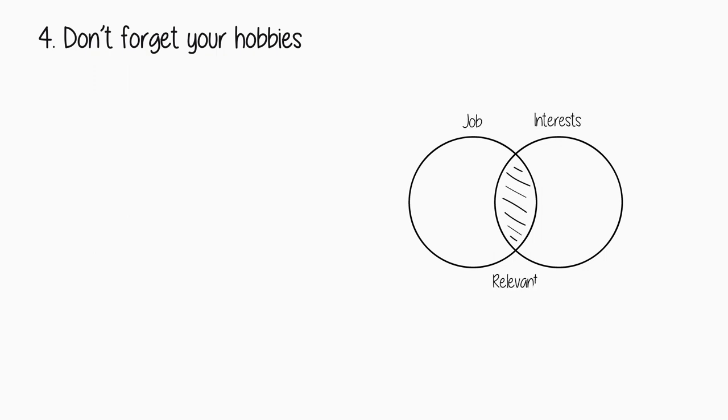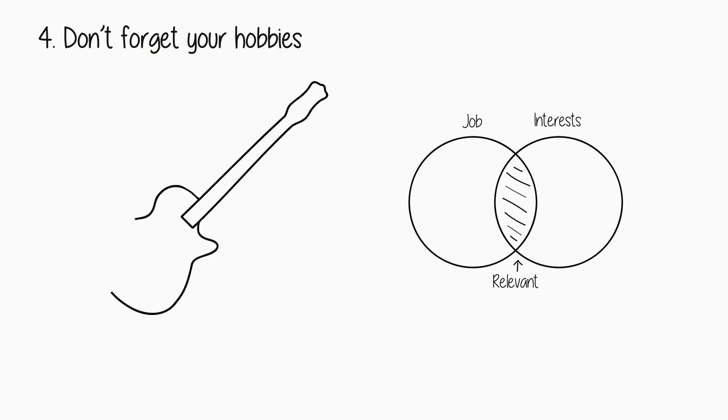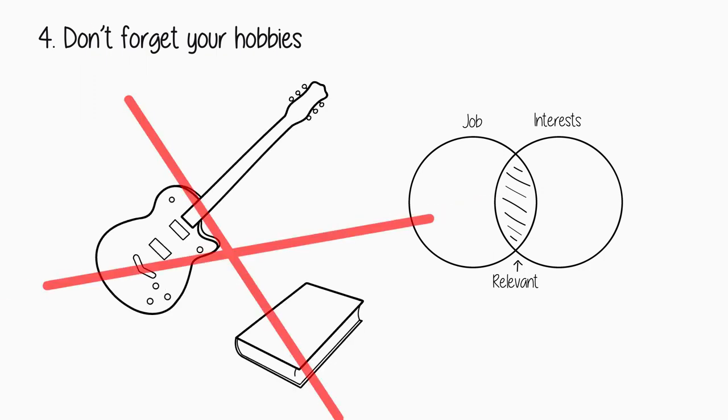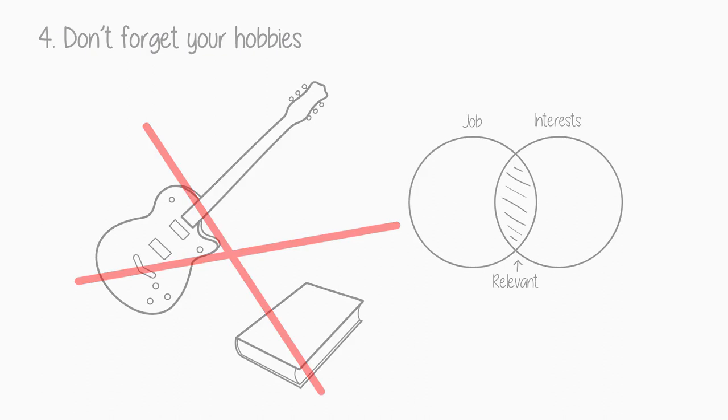Tip 4. Don't forget your hobbies. If you have a passion, be sure to include it. However, try and make it relevant to the job and what skills it shows, as opposed to just telling the potential employer about your love of guitar playing or reading. Some potential skills to mention are self-motivation or something more specific like coding for an IT-based job.